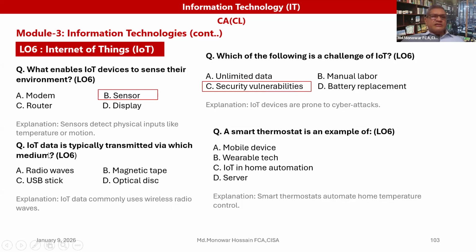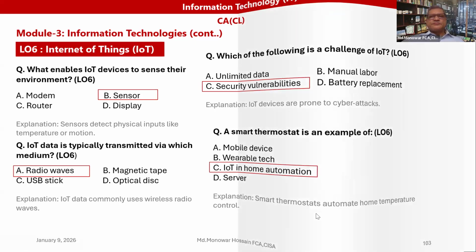Internet of Things data is typically transmitted via which medium? We know radio waves, because IoT data commonly uses wireless radio waves. A smart thermostat is an example of IoT in home automation, because smart thermostats automate home temperature control. Answer C.